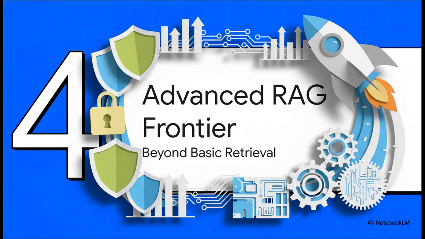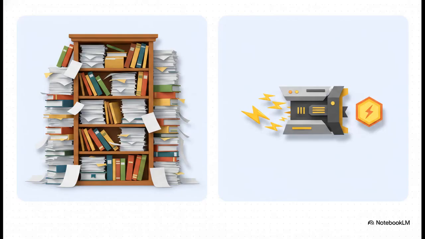All right, Section 4, the Advanced RAG Frontier, Beyond Basic Retrieval. Once your system is actually secure and economically viable, you can finally tackle the big modern architectural debate head-on: long context models versus RAG. Now, with new models boasting millions of tokens in their context windows, a lot of people are saying RAG is dead. They think, why not just stuff the entire library into the prompt?